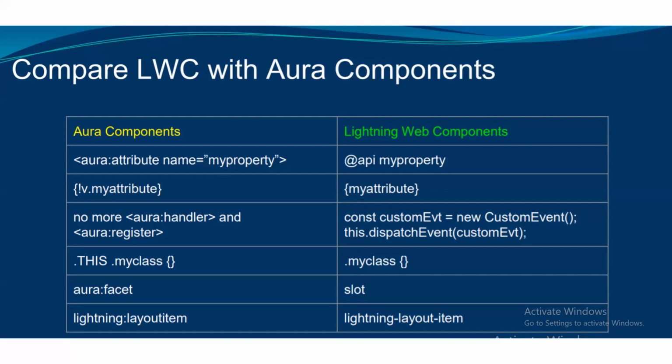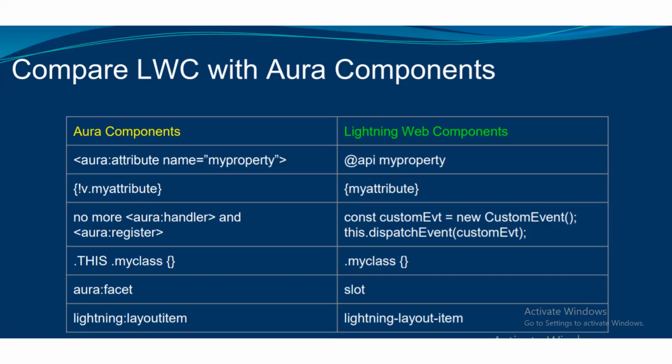Now in order to refer to any variable in an Aura component, we use the expression {!v.attributeName}. That is what we use, so that we can get the value of that particular variable in the Aura component. Whereas in a Lightning Web Component, we don't need any exclamation mark or v dot symbol. Just in curly braces, if we write the name of the variable, then we can use it. Okay.